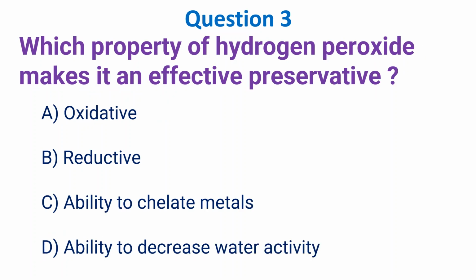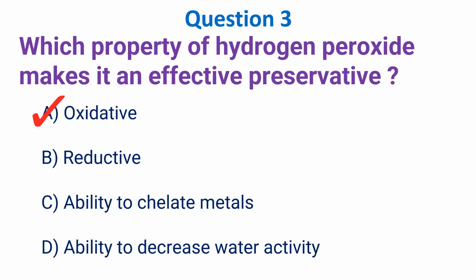Question number 3. Which property of hydrogen peroxide makes it an effective preservative? Options are option A, oxidative, option B, reductive, option C, ability to chelate metals, and option D, ability to decrease water activity. Correct answer is option A, oxidative. Hydrogen peroxide is a strong oxidizing agent, and in the presence of enzymes like peroxidases, it will get converted into highly reactive oxygen species and it can break down various compounds.